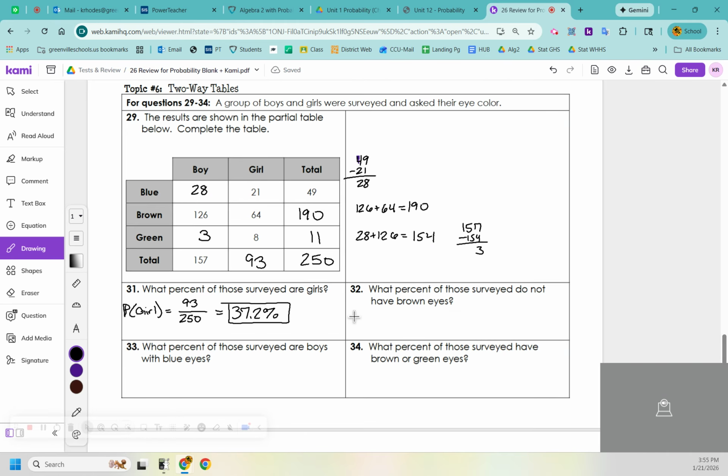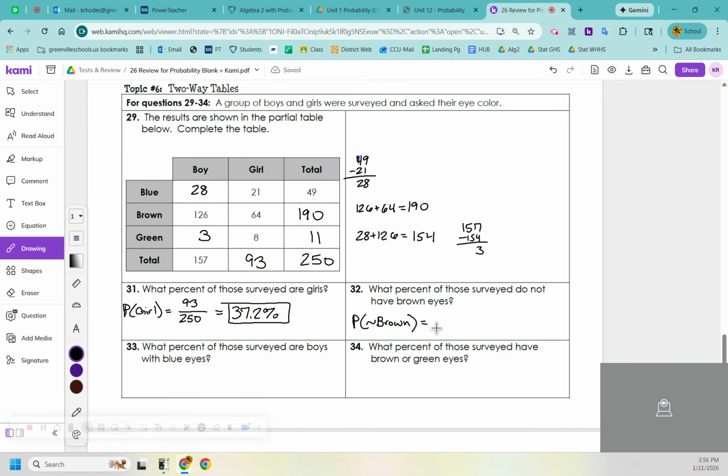Percent probability. What percent of the surveyed did not have brown eyes? I'm going to say brown with the apostrophe, so not brown. Or sometimes it's written with this little squiggly, so not brown. It's honestly easier to find the probability that they had brown and then subtract that from 1.